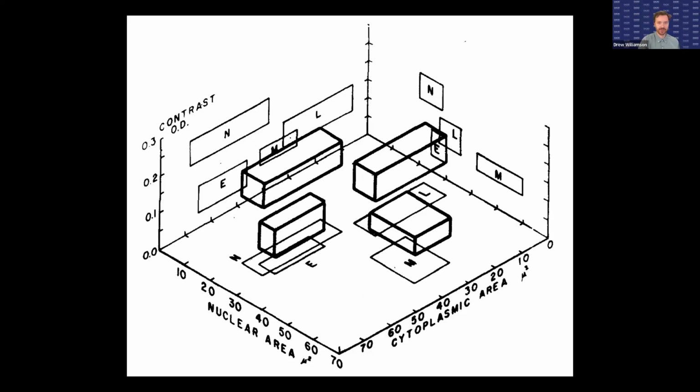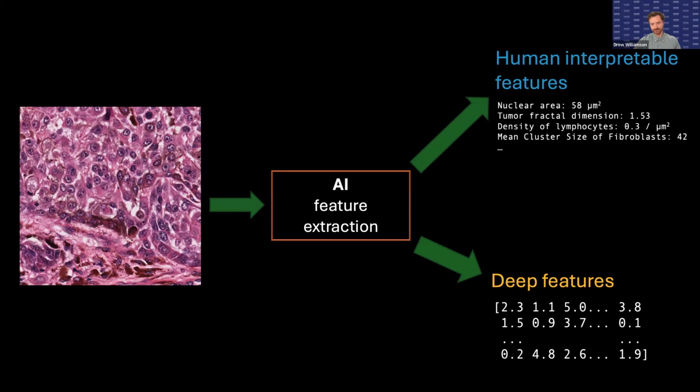My favorite image from this paper is this three-dimensional recreation looking at cytoplasmic area, nuclear area, and this contrast optical density. They showed that in this three-dimensional feature space, maybe like a proto-embedding space of these three different features, you can separate out these different immune cell types. And so, literally from the beginning of computational analysis of cell images, we have these human interpretable features cropping up.